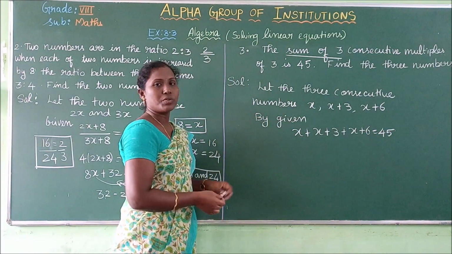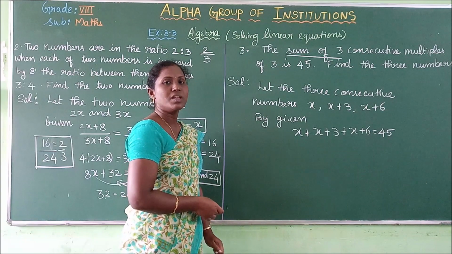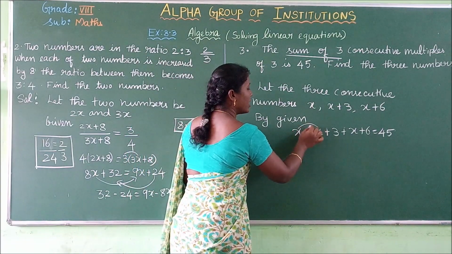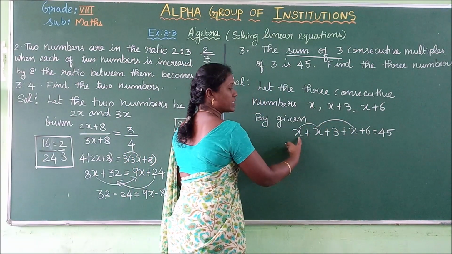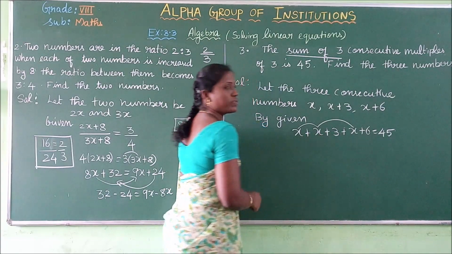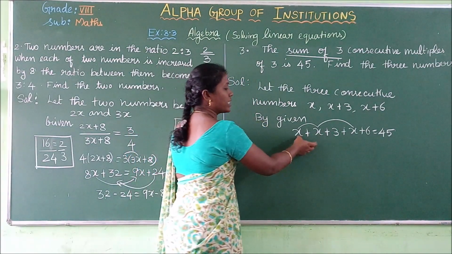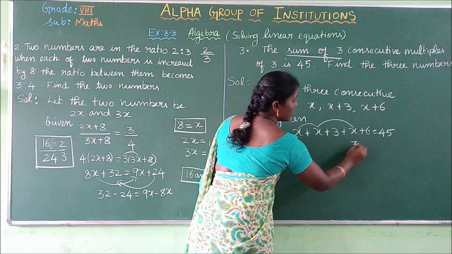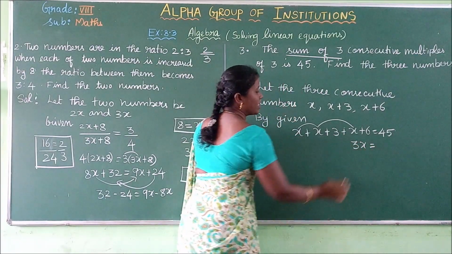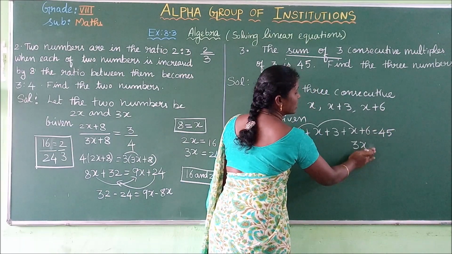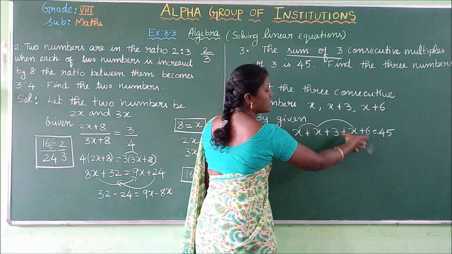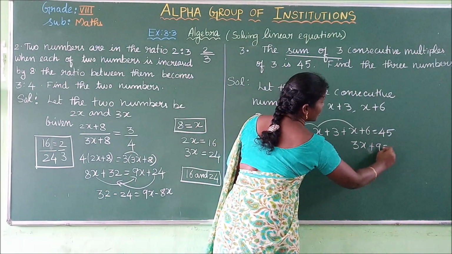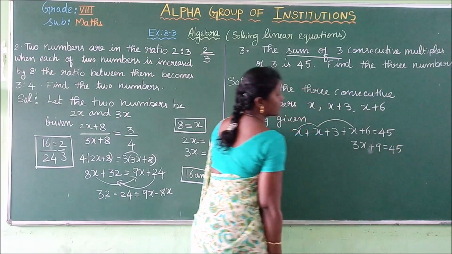After this, what do we have to do? We have written all the terms in the sum, so we have to add the like terms. What are the like terms here? x plus x plus x. The coefficient of each is 1, so 1x plus x is 2x, plus x is 3x. There is also an arithmetic number, no? So 3 plus 6 is 9. So 3x plus 9 is equal to 45.